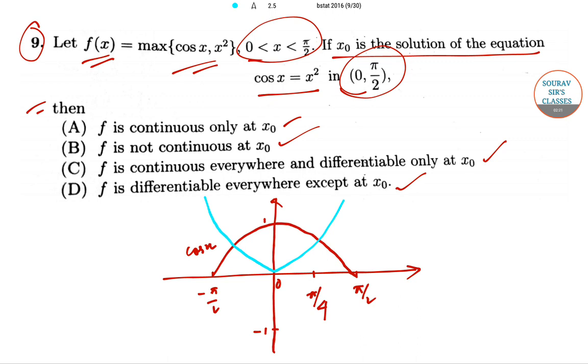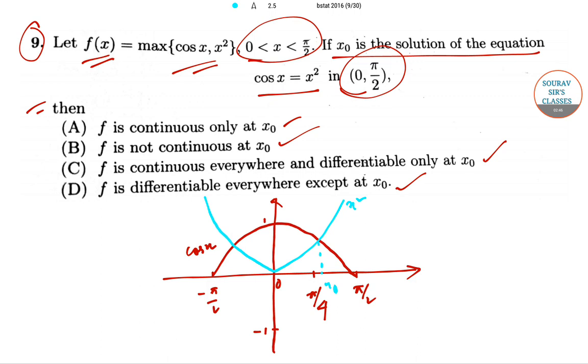So as you can see that x square and cos of x intersect at some point. As has already been mentioned, this point is the point x0. Now we don't know whether x0 lies to the left of pi by 4 or to the right of pi by 4. We are not concerned with that. We are concerned with just the intersection point. So this is the graph in question.